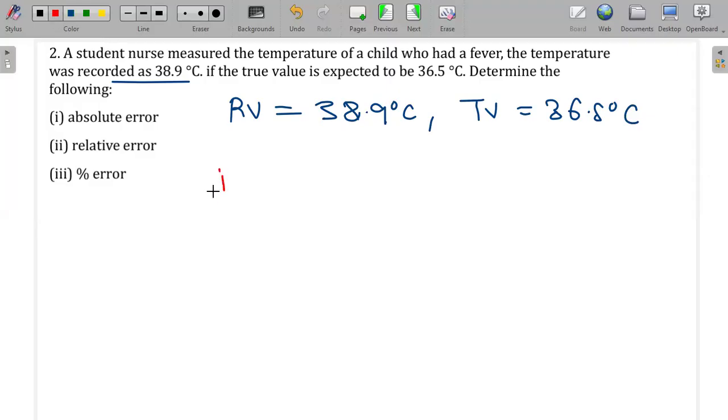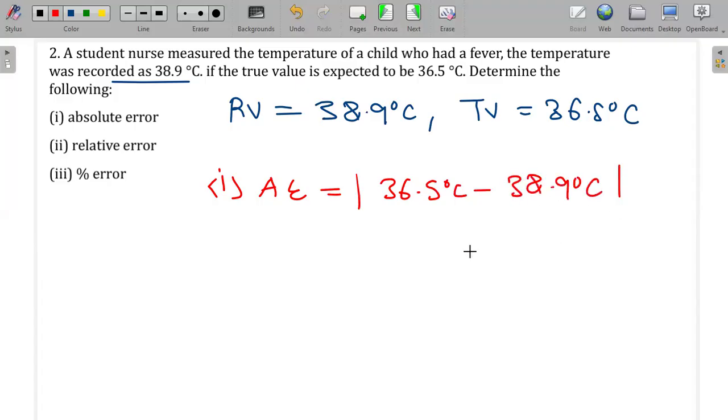So I'm going to say number one, the absolute error is equal to, in bars, I'll put the true value, which is 36.5 degrees Celsius minus 38.9 degrees Celsius. I forgot to put the units there, so it's better you include the units.